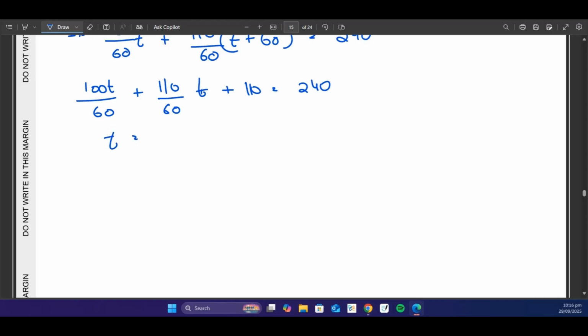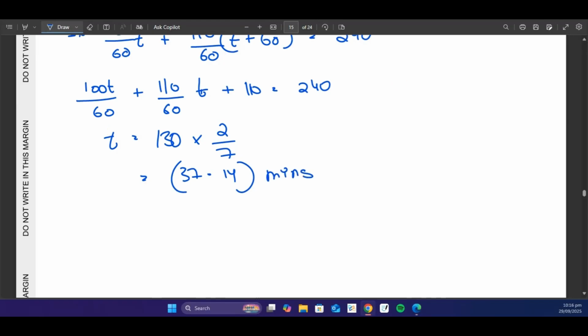And that should give us, ladies and gentlemen, if we rearrange, that should give us 130 into 2 over 7. All right, that is around 37.14 minutes. Make sense?